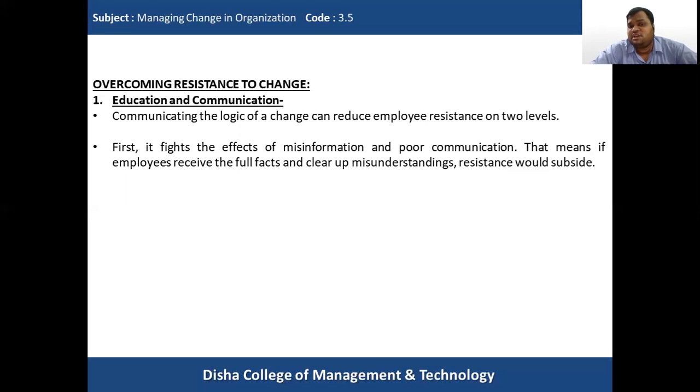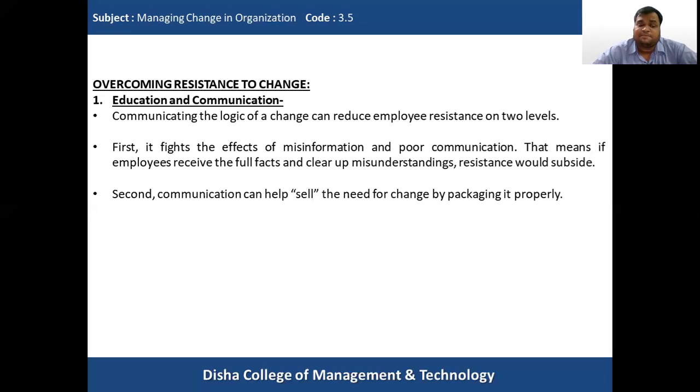Sometimes there is poor communication from the top management or the people who are implementing the change in the organization. They do not communicate properly regarding the rationale behind the change, regarding why the change is important. All these misunderstandings and poor communications result in fear in the minds of the employees, and they resist the change process. If there is proper communication and removal of these misunderstandings, then the resistance will subside or reduce. So this is the first way in which communicating the logic of change can reduce employee resistance.